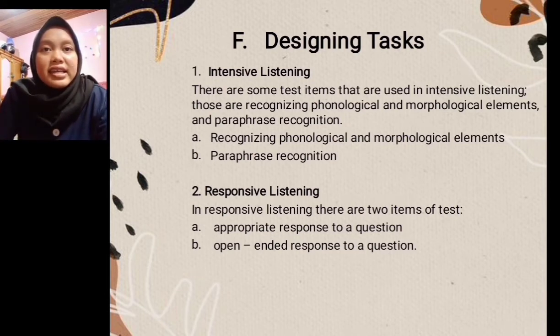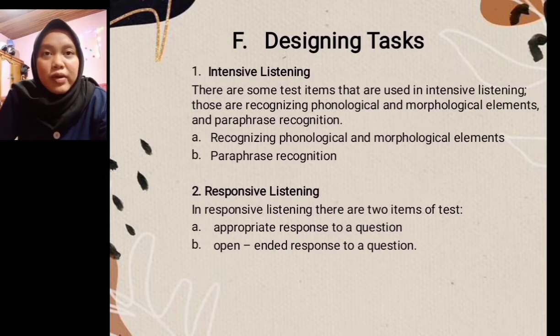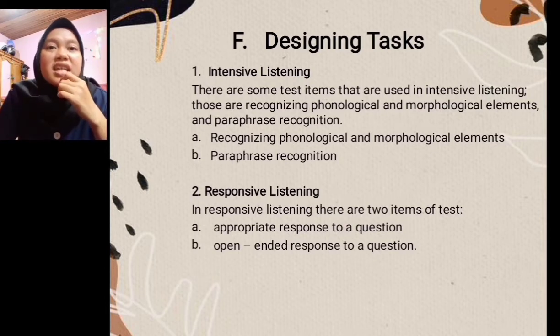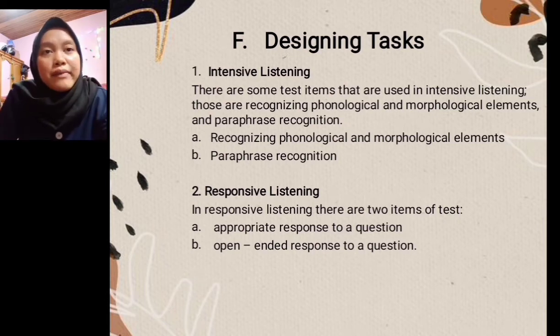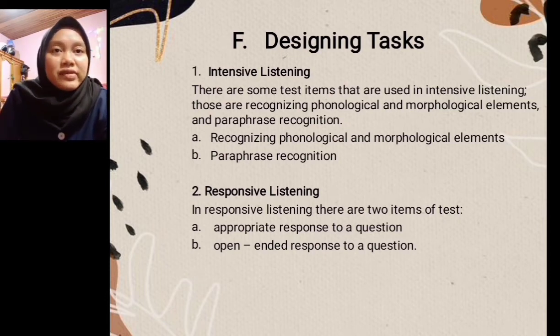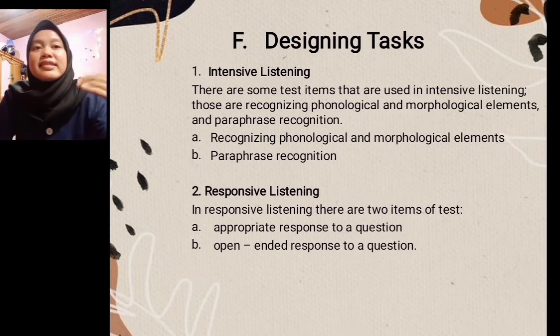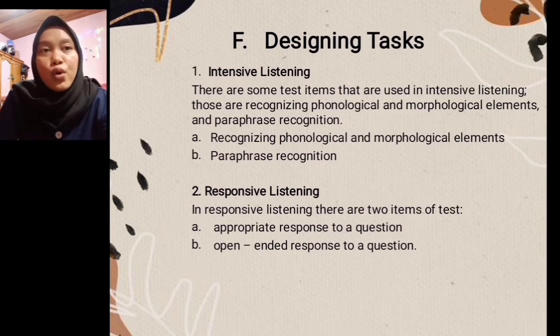Terus the second is responsive listening. Untuk responsive listening ini bertujuan agar si pendengar itu able to master the questions such as yes or no, W plus H, 5W plus H gitu ya.